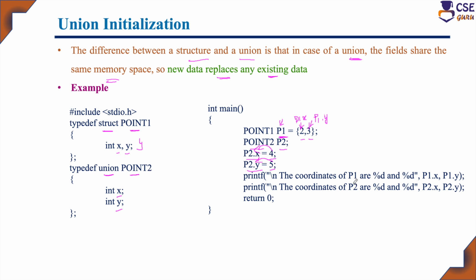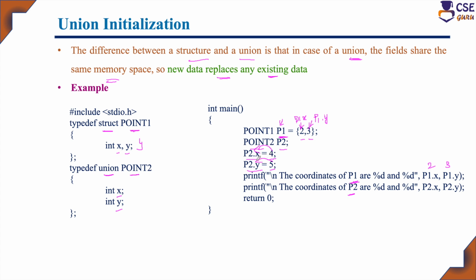Now if you are asking to print point 1, it is the structure actually. So if you are asking to print the values, 2 and 3 will be printed. But if you are asking to print point 2, see here, at a time a union will store only one data. Only one of its members will store the data.